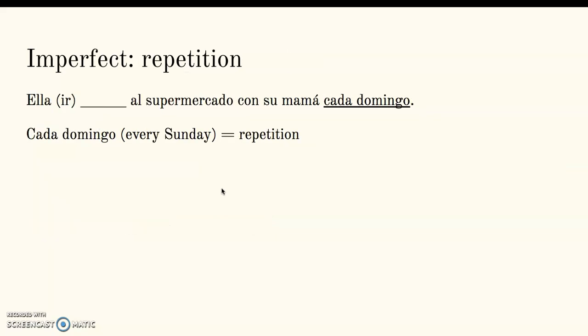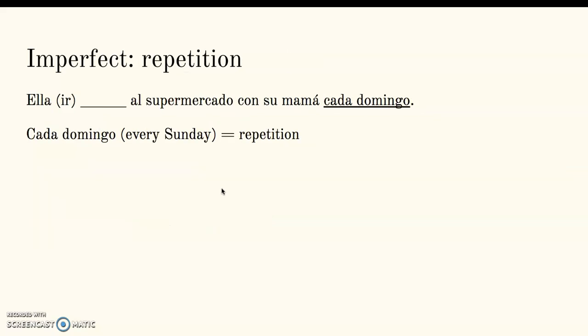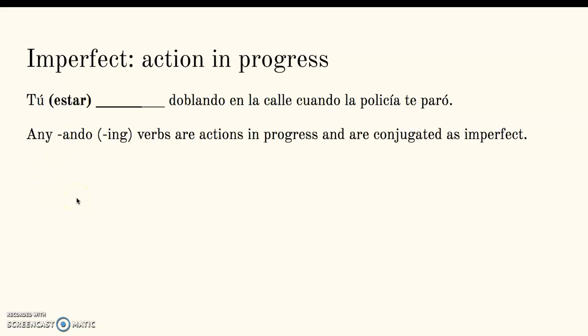So now let's get into the traits of imperfect. So repetition is a trait of imperfect. So ella blank al supermercado con su mamá cada domingo. So cada domingo tells us it's repetitive. So what is ir for ella in the imperfect tense? It's iba. Don't be tripped up because ir is irregular in the preterite, like we talked about in the last slide here. So ir turns into fueron. It does not turn into fueron for imperfect tense. It just turns into iba. And then here, as I said, cada domingo indicates repetition. And cada is also one of the words that we discussed that also imply imperfect.